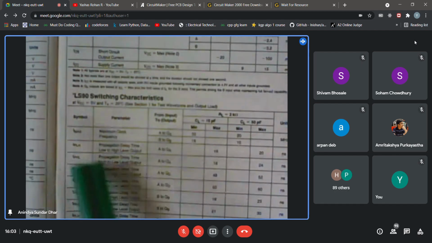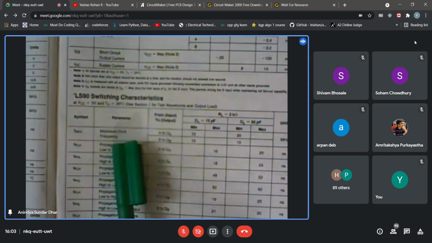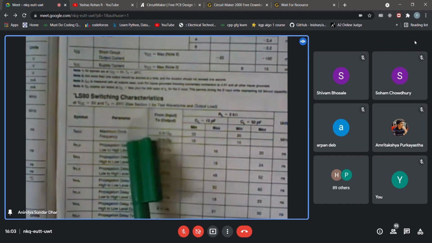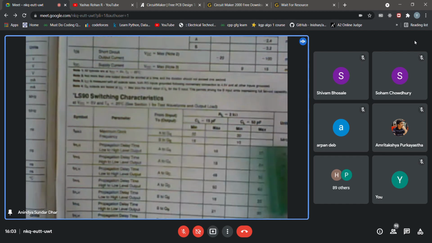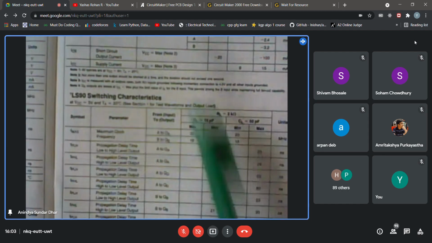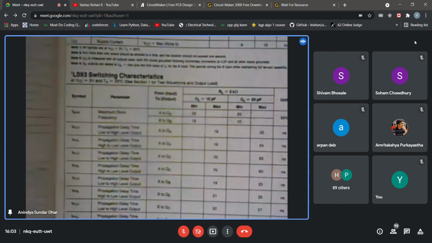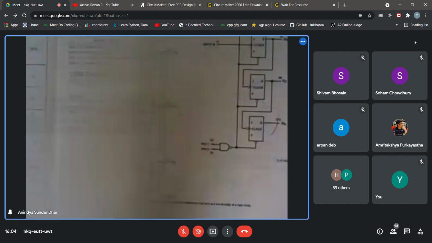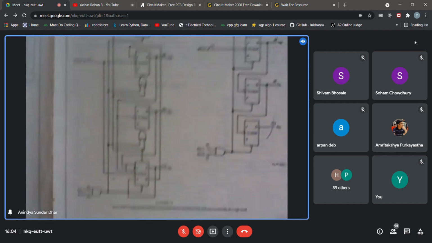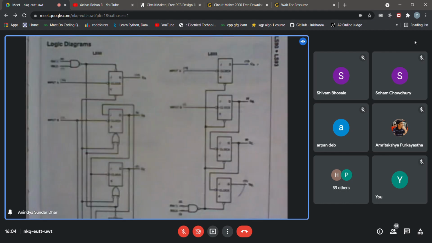It says, for example, F max, the maximum clock frequency. It says you can use it for 32 megahertz. These are things which right now you may not require, but a datasheet would give all these details. But what we are looking for are these diagrams that I was showing to you.